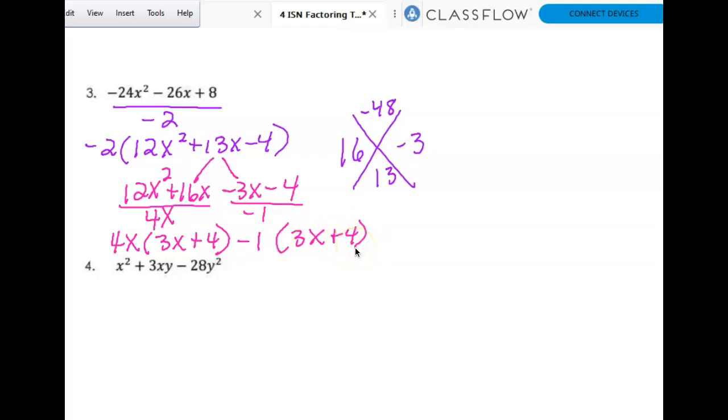So do they match now? They do, so I get 3x plus 4. This goes in the other parenthesis. And then I also need my negative 2 that I took out to start with. Questions? No? Okay.